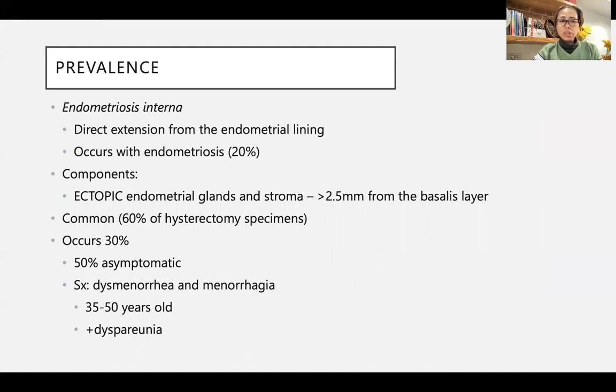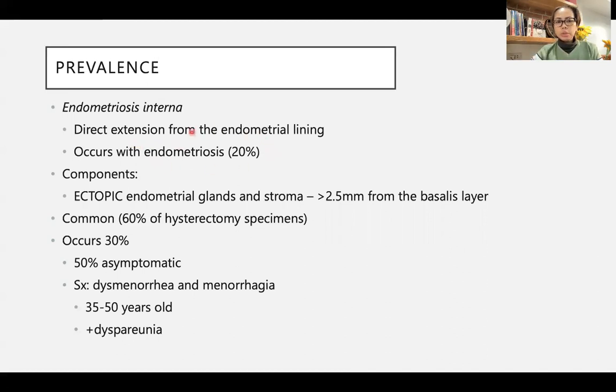Adenomyosis is referred to as endometriosis interna. Why? Because it's an endometriosis that invades the myometrium. Again, remember that the endometrium is the innermost lining of the uterus. And so when it extends into the myometrium, it becomes an ectopic endometrium, and we call it adenomyosis or endometriosis interna. There is a direct extension from the endometrial lining to the myometrium.